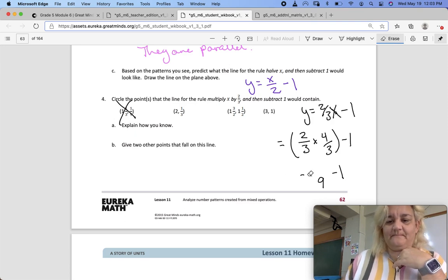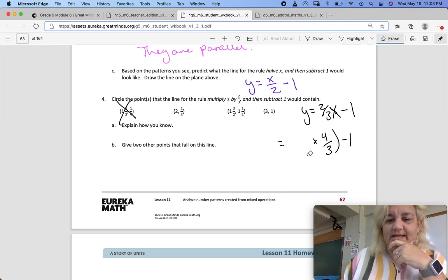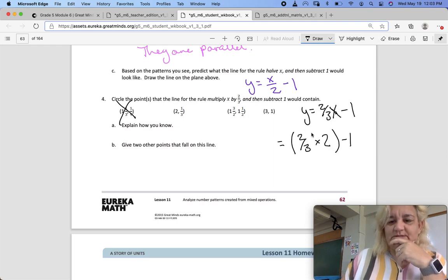Okay? It's not going to give us 1/9, that's for sure. It would give us a negative something. All right, next one. I'm going to erase this and try again. Everything stays the same except for the x, which in this case is 2. So 2/3 times 2 would be 4/3. 4/3 minus 1 would be 1/3. Yes, that one works.